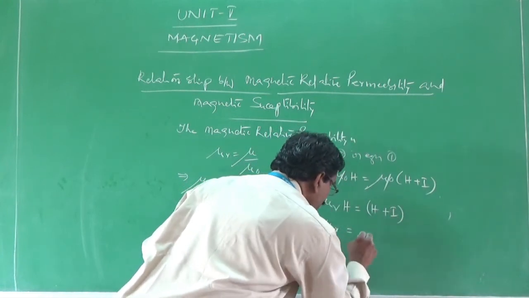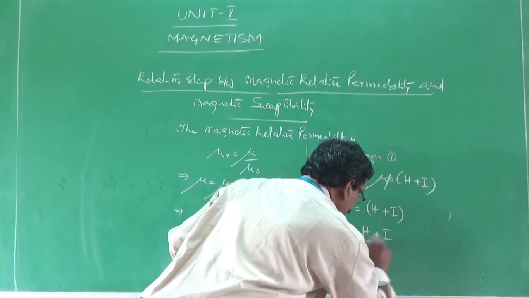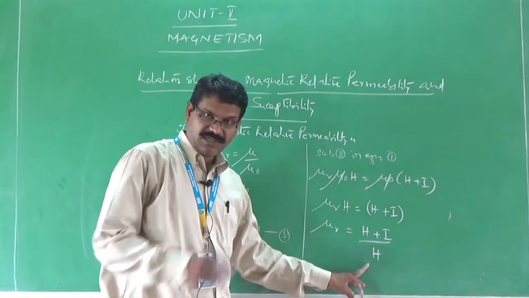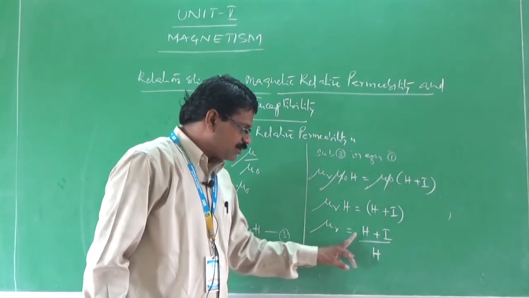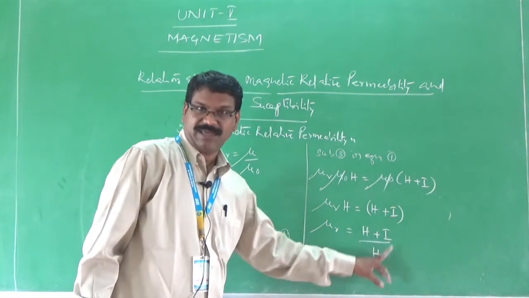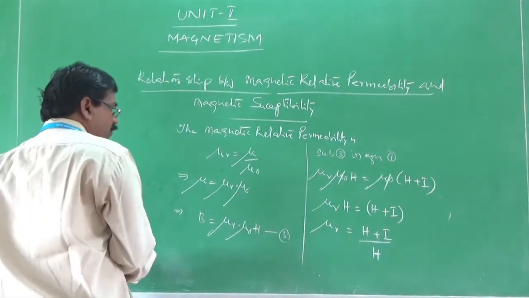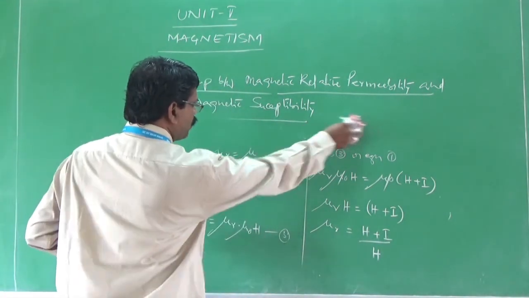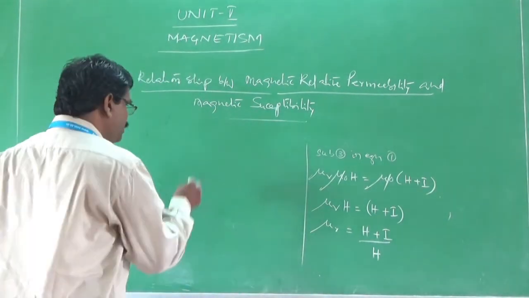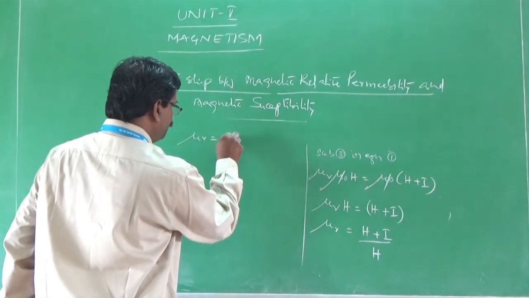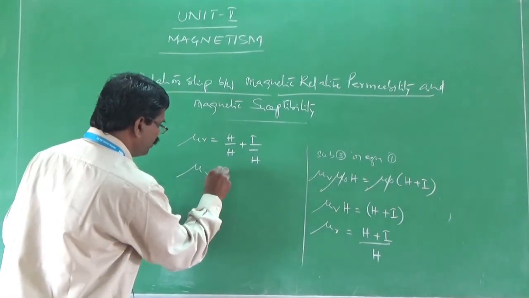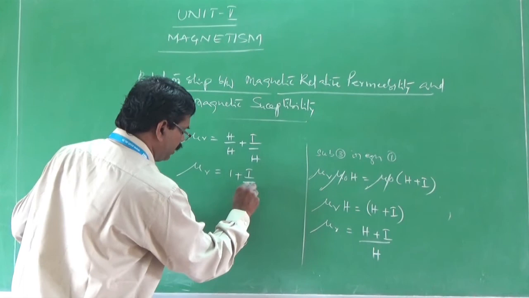And mu r is equal to how much? H plus I by H. So we can split this like a plus b by c is a by c plus b by c. Similarly, mu r is equal to H plus I by H. That means we can write it as mu r is equal to H by H plus I by H. Mu r is equal to H by H plus I by H. You get mu r is equal to 1 plus I by H.